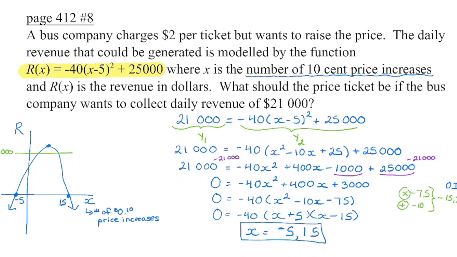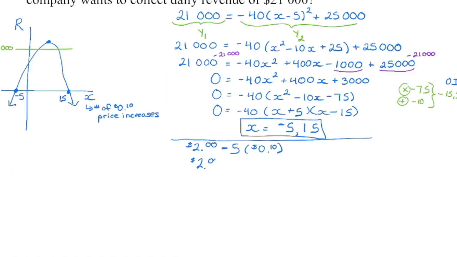So we ultimately are trying to figure out what should the price of the ticket be. And we know up here we start at $2 a ticket. So to conclude this, we're going to take that $2 ticket and we're going to say, okay, the ticket is originally $2. If we have 5 decreases of 10 cents, so we have $2 minus 50 cents gives us a ticket price of $1.50.